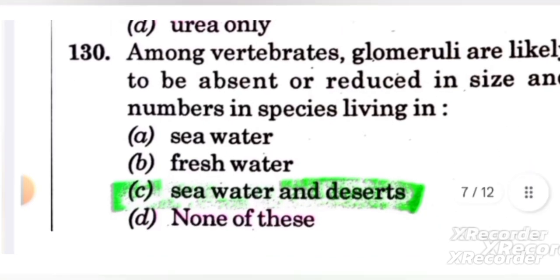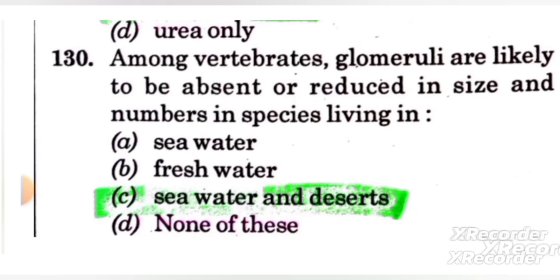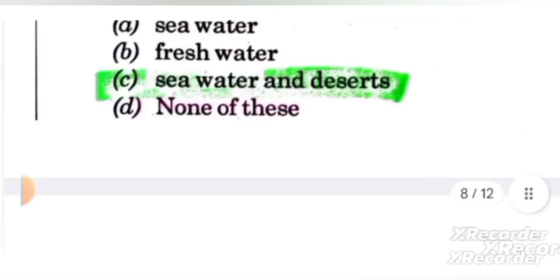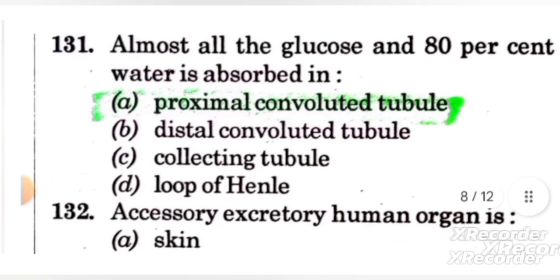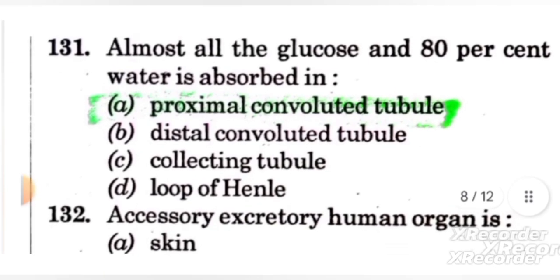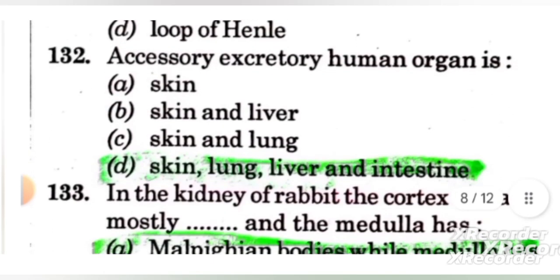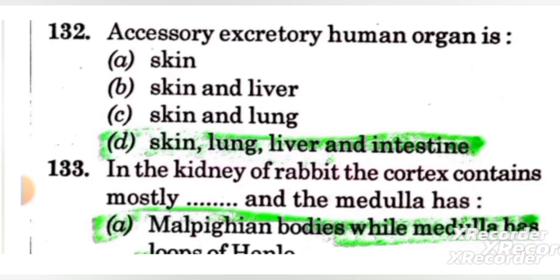130. Among vertebrates, glomeruli are likely to be absent or reduced in size and number in species living in? Answer C, seawater and deserts. Next, 131. Almost all the glucose and 80% water is absorbed in? Answer A, proximal convoluted tubule. Next, 132. Accessory excretory human organs are? Answer D, skin, lung, liver and intestine.